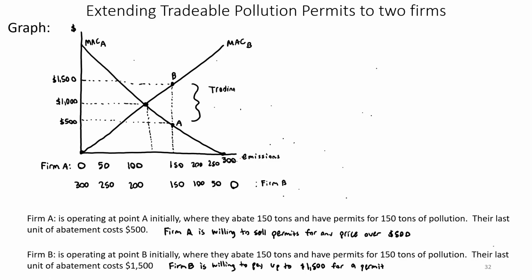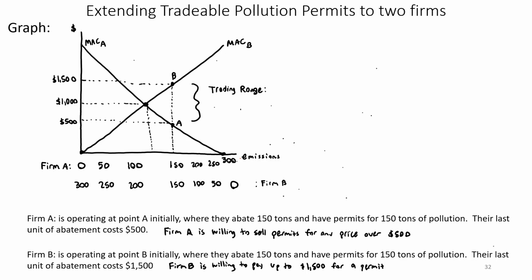So this is what we call the trading range for these two firms. They're both going to be able to benefit from exchange as long as the price is between those two amounts. Again, any price over $500, firm A is going to benefit. Any price under $1,500, firm B is going to benefit.